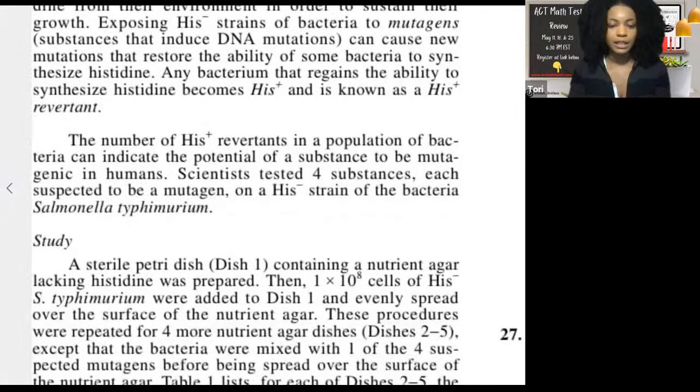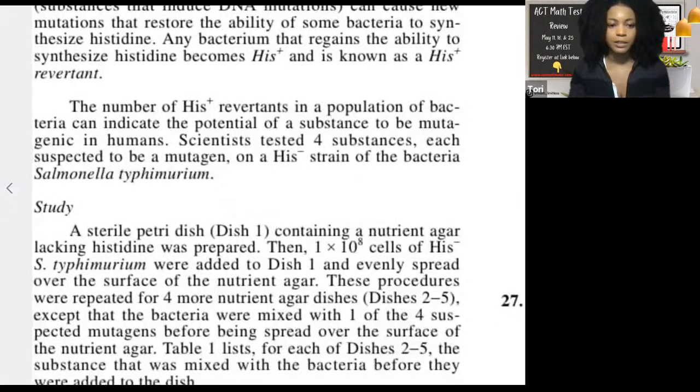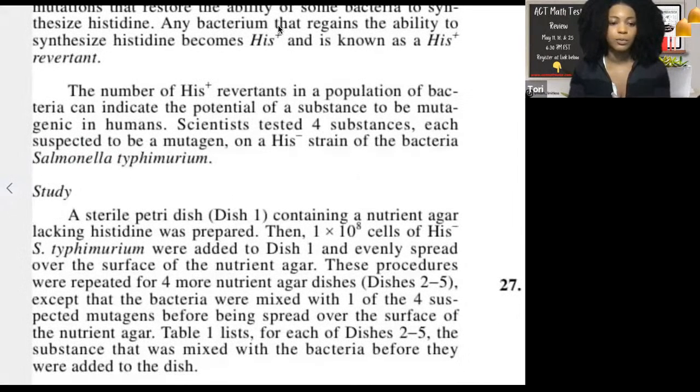So we get into the study. We have their suspicion or their hypothesis. What did they do to test it? So they have a sterile Petri dish, dish 1, containing a nutrient lacking histidine was prepared. 1 × 10⁸ cells of His negative Salmonella were added to dish 1 and evenly spread over the surface. These procedures were repeated 4 more times, okay, in the other dishes, dishes 2 through 5, except that the bacteria were mixed with one of the 4 substances, okay?